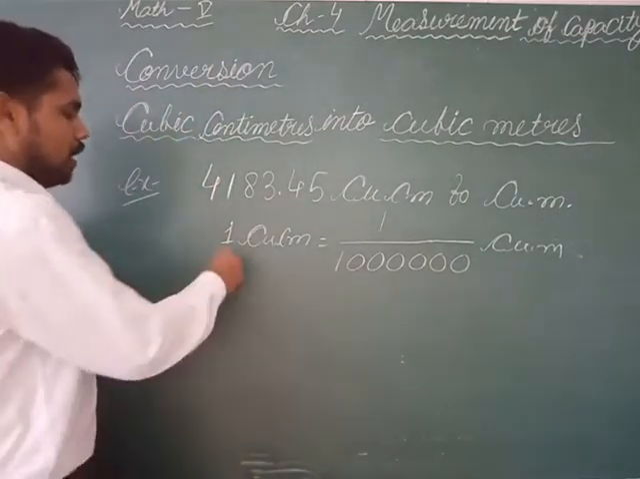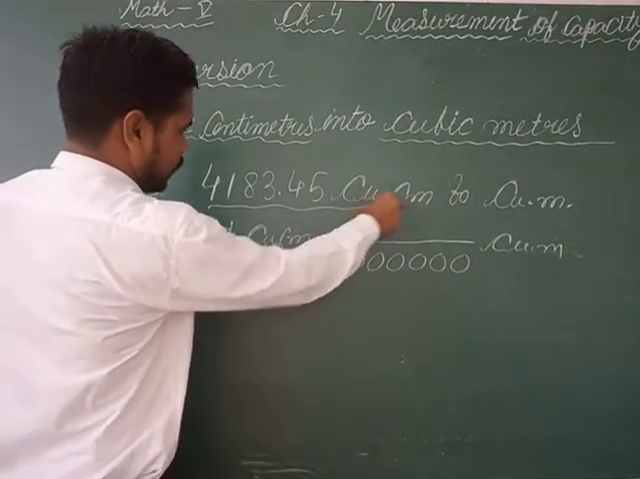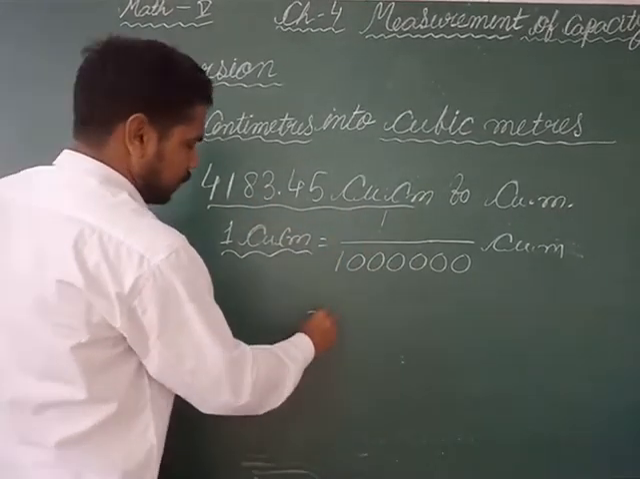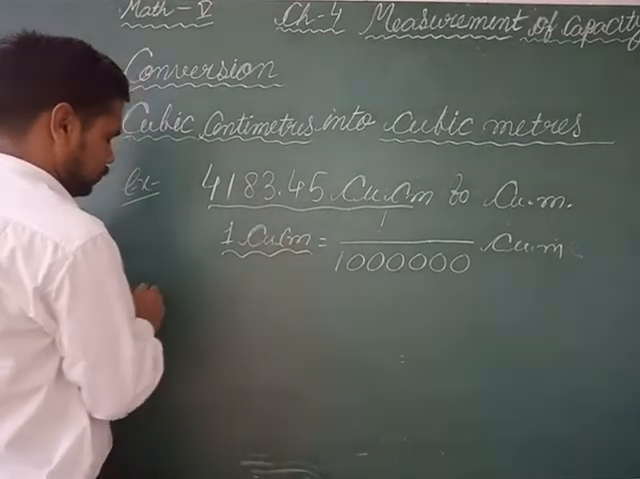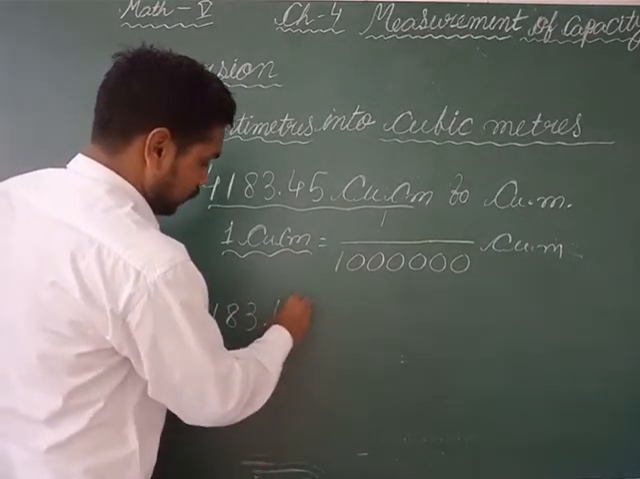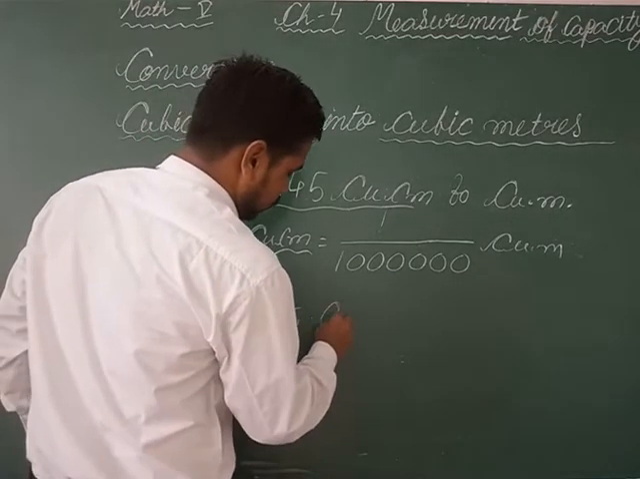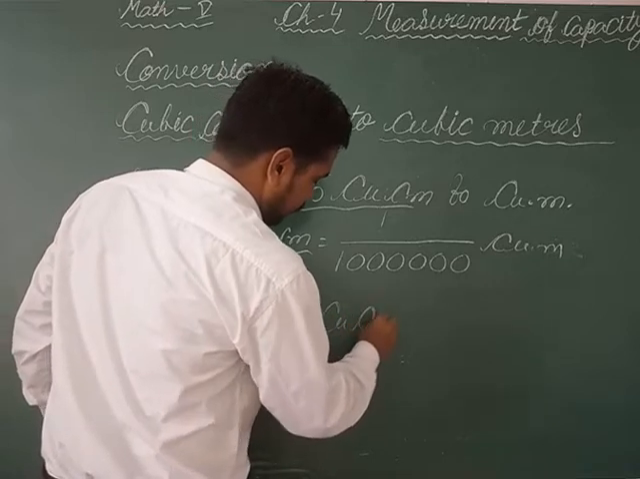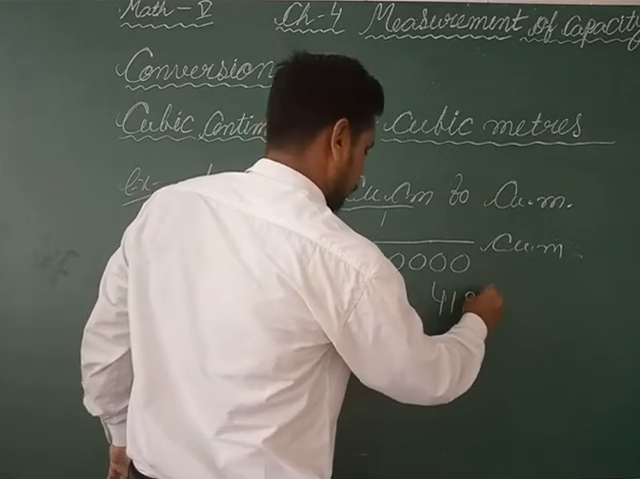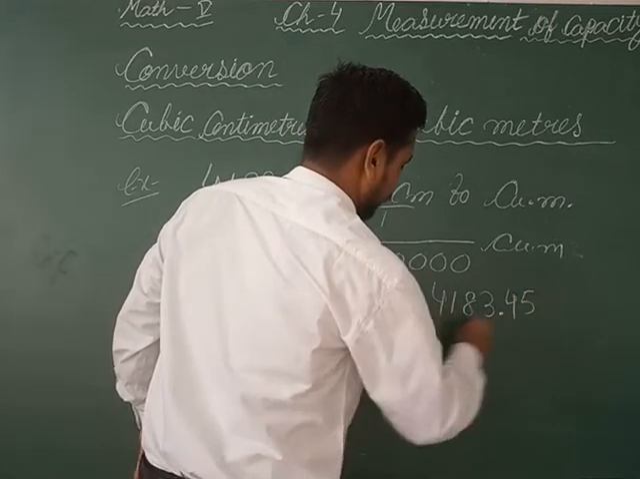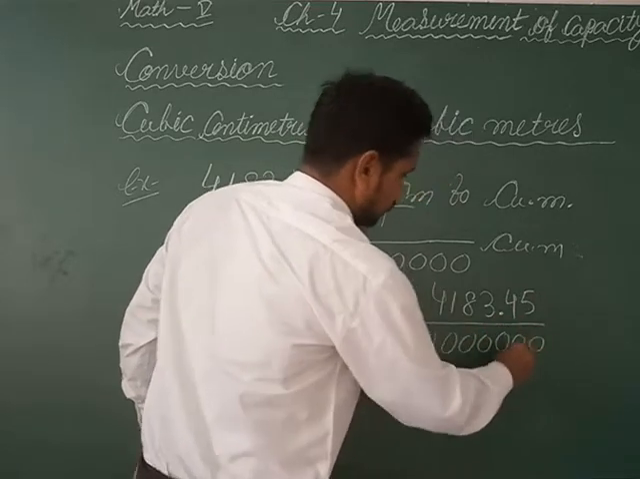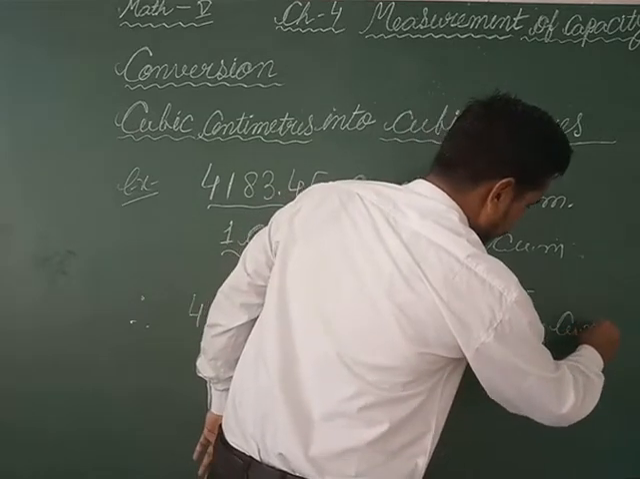So if 1 cubic meter is equal to this, then this much of cubic meter is equal to how much? It will be this divided by this, means this multiplied by this is the same. So therefore 4183.45 cubic centimeter is equal to 4183.45 divided by 1000000, this much of cubic meter.